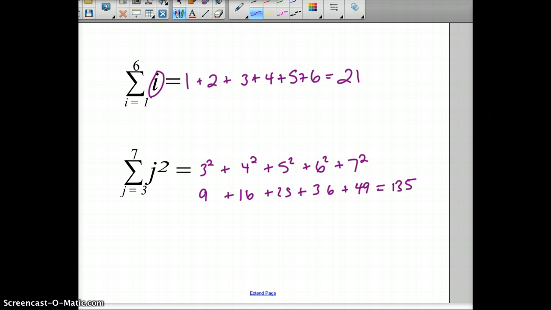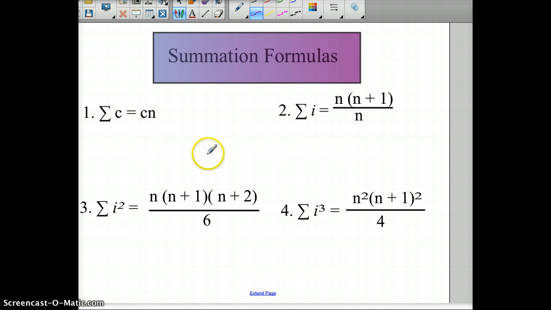All right, so that's just some real basic reminders of what that is. Here are a lot of summation formulas that will help us do it a little quicker, because we won't always have numbers like 3 to 7 or 1 to 6. This is, I believe it's labeled Theorem 4.2 in your book, so in the homework when it says refer to Theorem 4.2, use these formulas. That's what they're talking about.